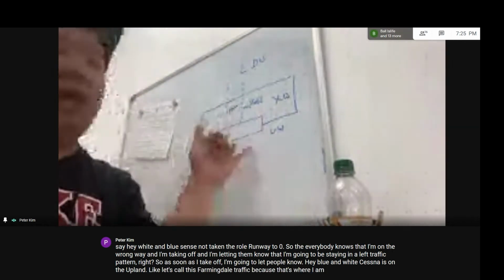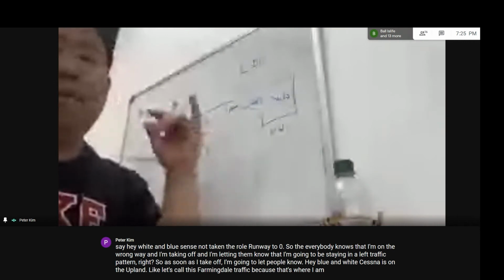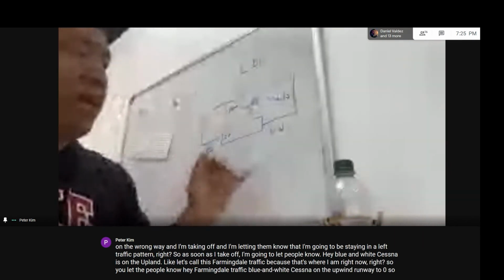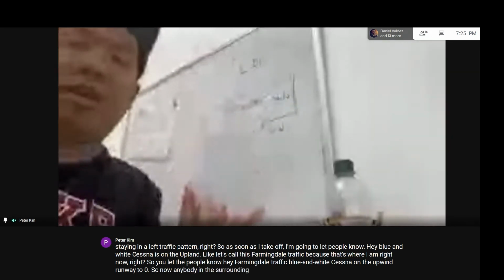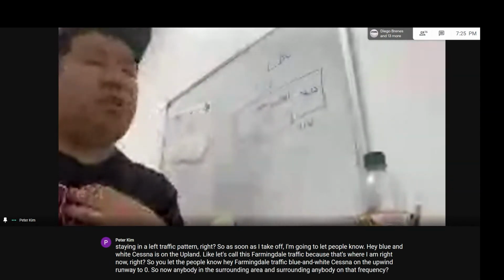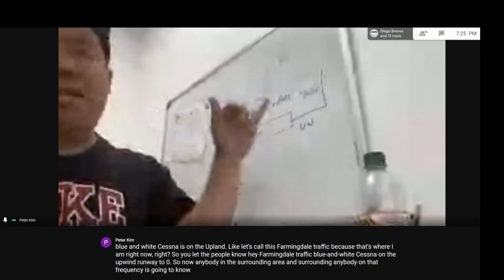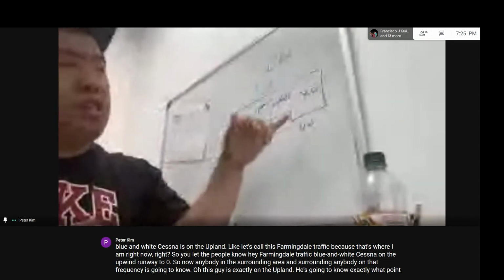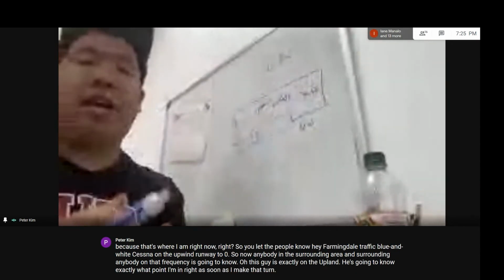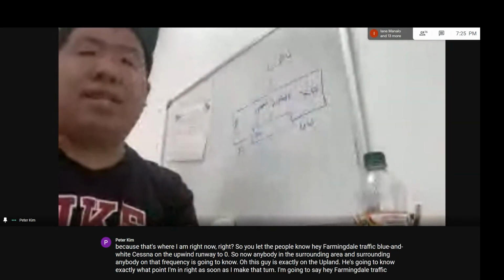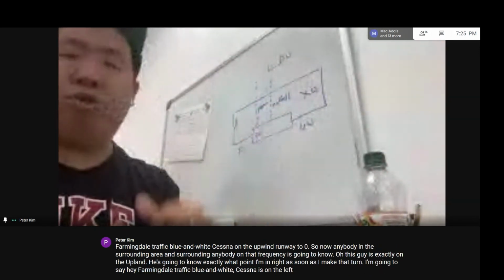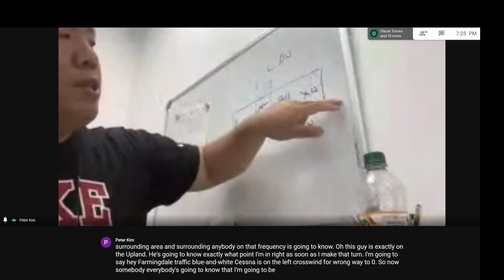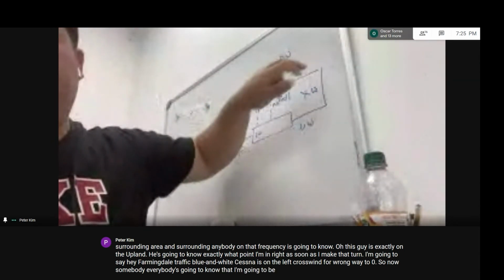Let's call this Farmingdale traffic, because that's where I am right now. So you let the people know, hey, Farmingdale traffic, blue and white Cessna on the upwind runway 20. Now anybody in the surrounding area and anybody on that frequency is going to know exactly what point I'm in. As soon as I make that turn, I'm going to say, hey, Farmingdale traffic, blue and white Cessna is on the left crosswind from runway 20. So now everybody's going to know that I'm somewhere in between this point and this point.